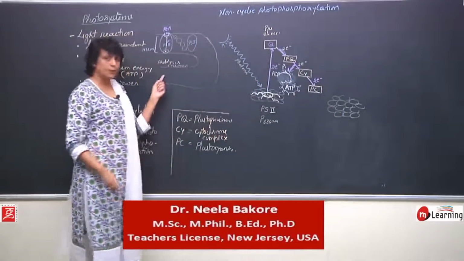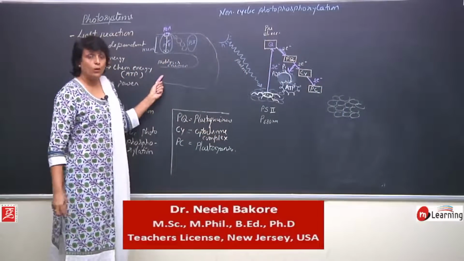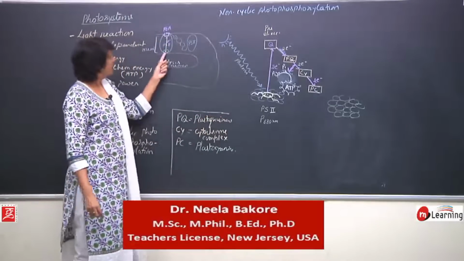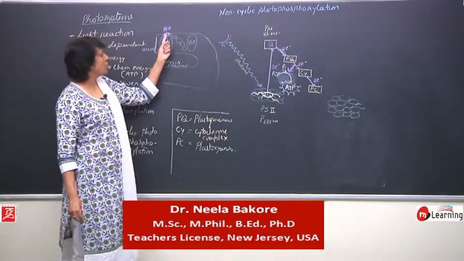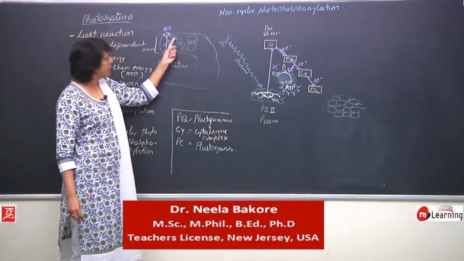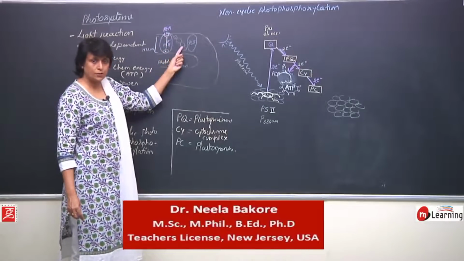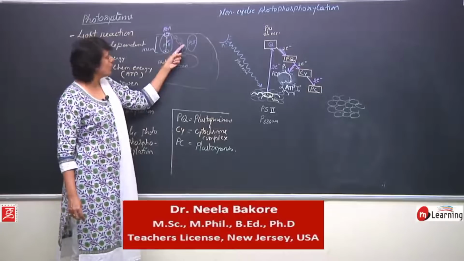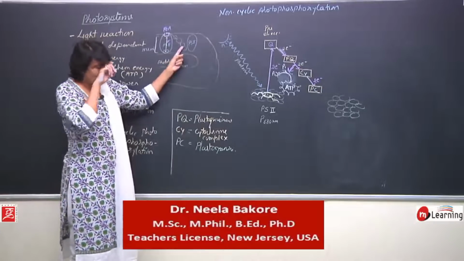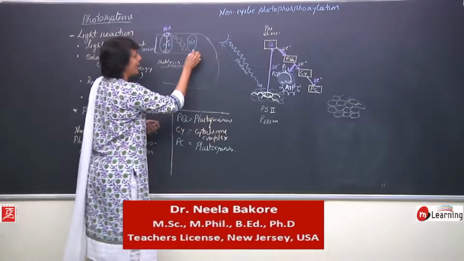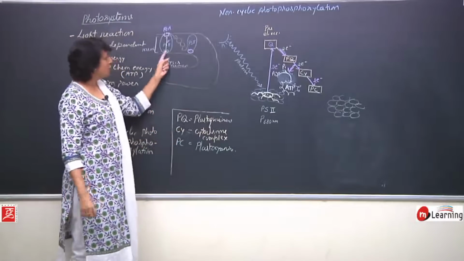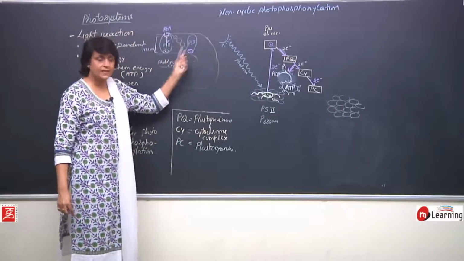Let us come back to this one. What did we start with? We started with PS2. The electrons get excited, go to the primary electron acceptor, then come down this chain of electron acceptors, that is, the first one is plastoquinone, the cytochrome complex, and plastocyanin, and then taken by PS1. So from PS2 it has come to PS1.